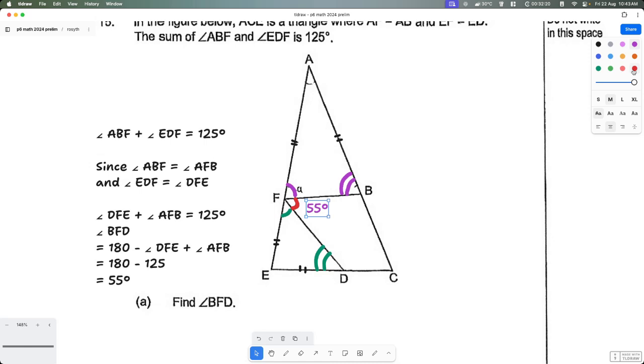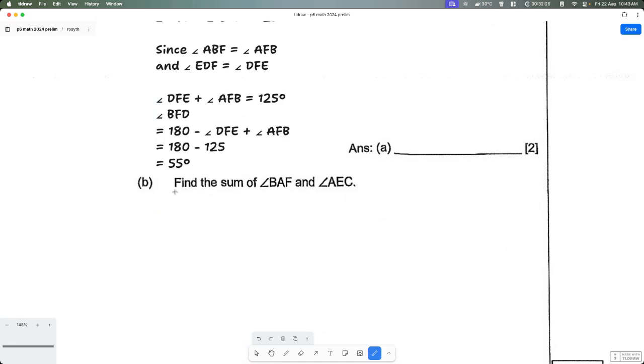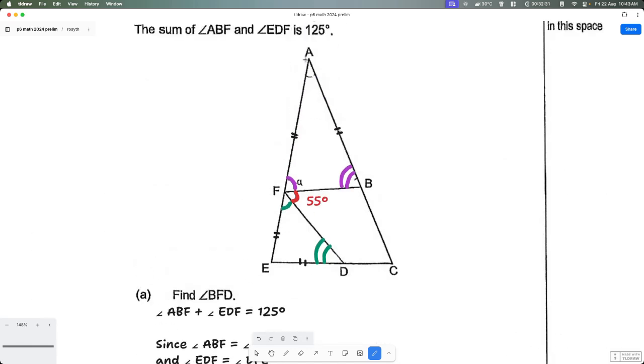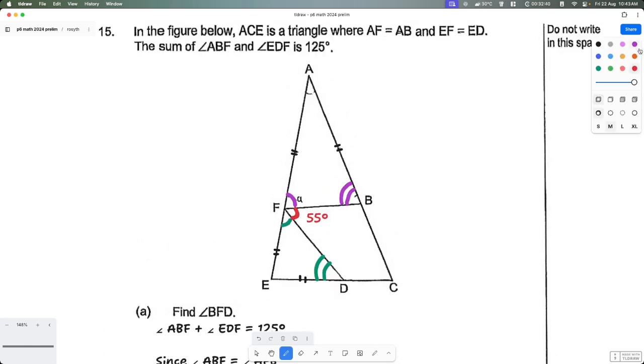So let's see over here. This is red. Okay, let's move on to part B: find the sum of BAF and AEC. Basically, these two. Let me mark the triple lines: 1, 2, and 3, and then the green one as 1, 2, and 3.